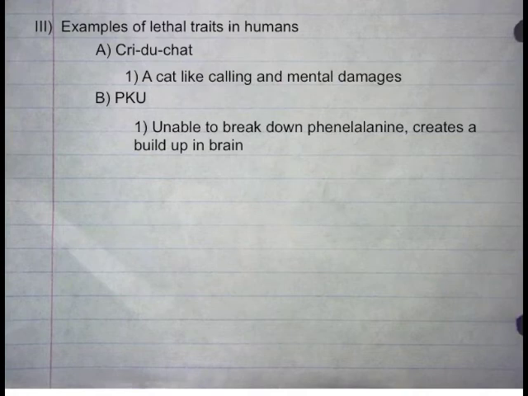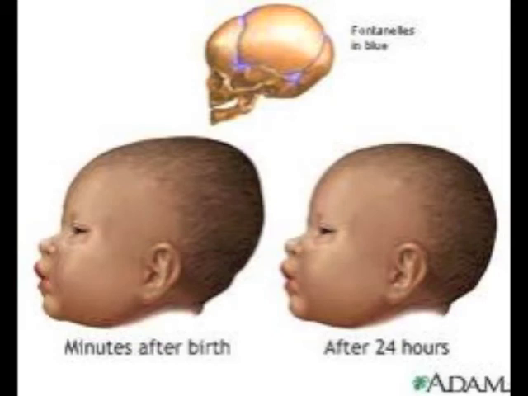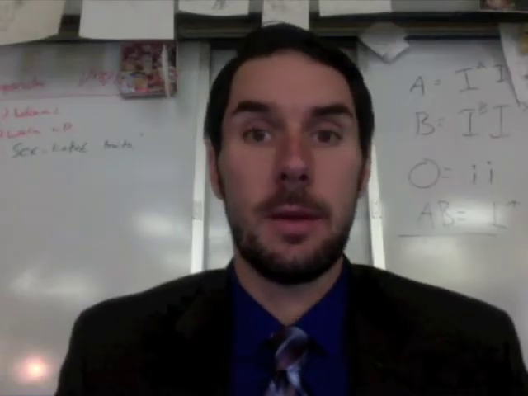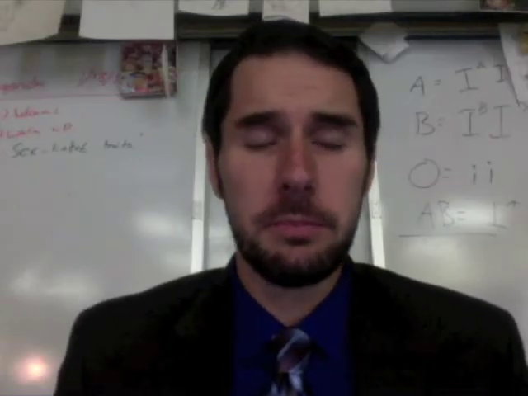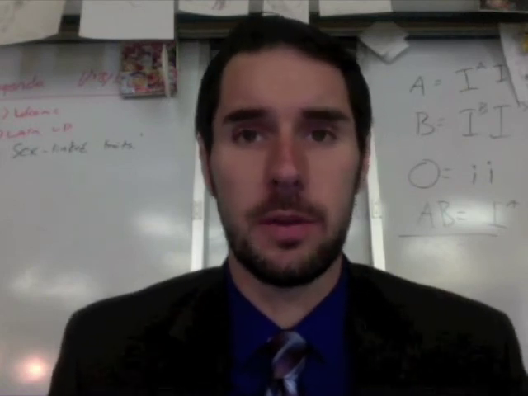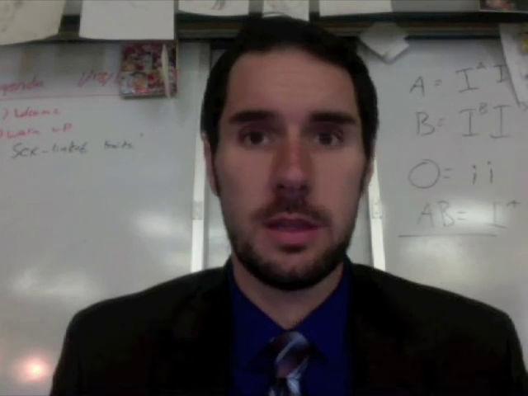PKU, unable to break down phenylalanine and creates a buildup in the brain. Phenylalanine is a common food item. A PKU baby is unable to digest phenylalanine and it ends up being stored in the brain, causing severe damage. There are many other diseases that can be considered genetically debilitating. By looking up Wikipedia, you can actually find a whole list of genetic diseases within humans.